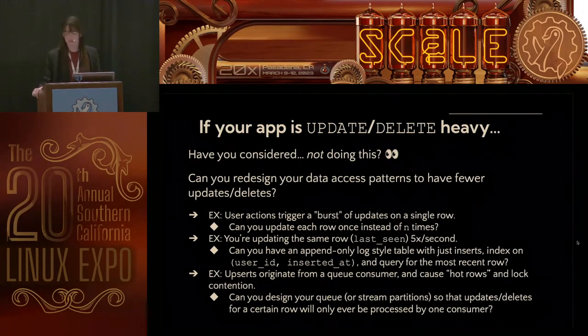Can you design your queue so that the updates and deletes will only be processed by one consumer? For example, if you have Kafka with partitions, and you partition on user ID, then at the very least you're not going to trigger all these writes, which are going to stampede over each other, causing lots of waits. Instead, they're going to queue in this one consumer, and you won't cause the same amount of locks and lock contention.